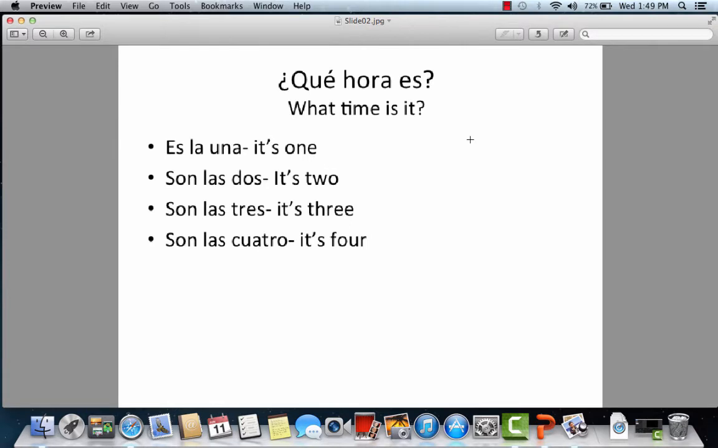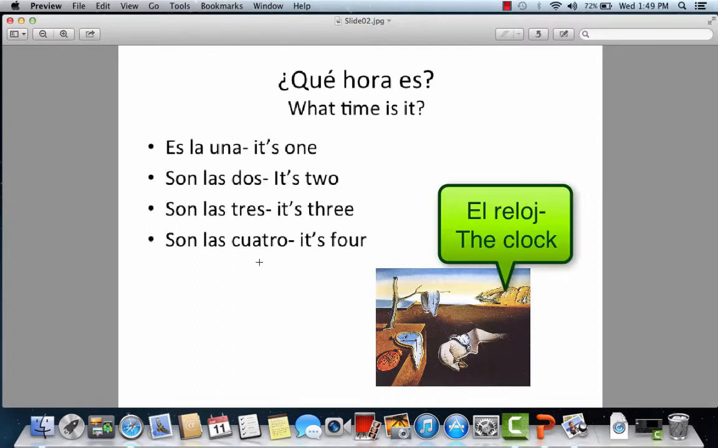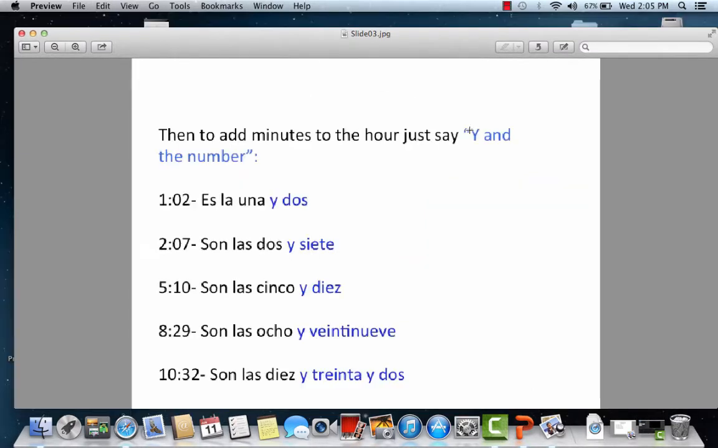¿Qué hora es? Es la una. Son las dos. Son las tres. Son las cuatro. Follow the same format to tell whatever time it is on the clock. And the way to say clock in Spanish is reloj, el reloj.